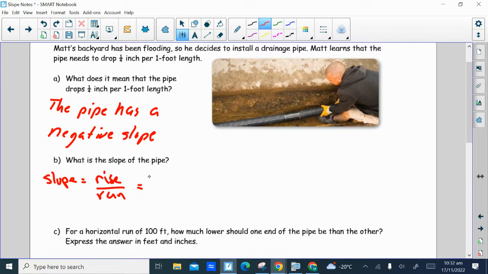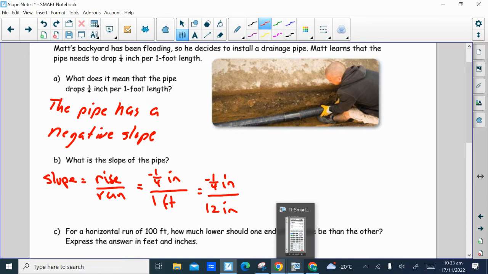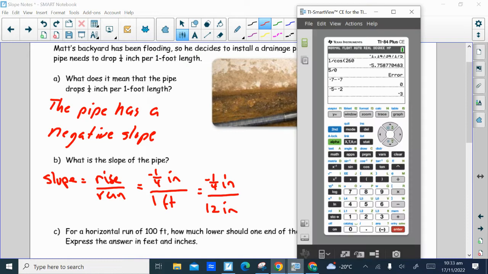So we can say that the rise for now is negative 1/4 inches, but the run is in feet, 1 foot. In order to calculate the slope as a number, we have to have these in the same units. So what we would probably do is convert the foot into inches. 1 foot is 12 inches. And so now we can calculate our slope.